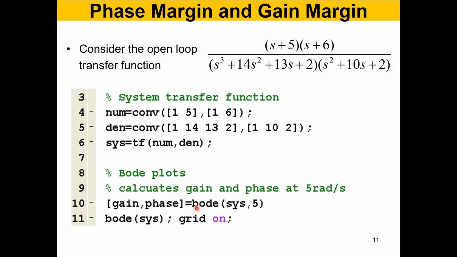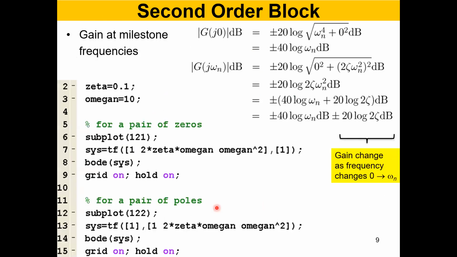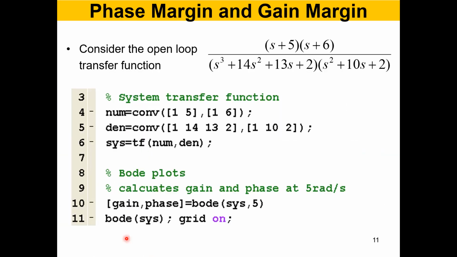I use this command Bode sys, which means this transfer function, comma 5. And on the left hand side, it is a square bracket inside gain and phase. So this way, you can launch this MATLAB command in a number of ways, right? One method is, of course, this one. You just simply write Bode sys. Then you simply draw Bode plot like this.